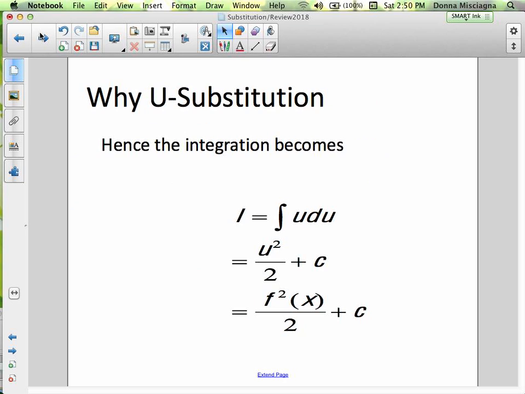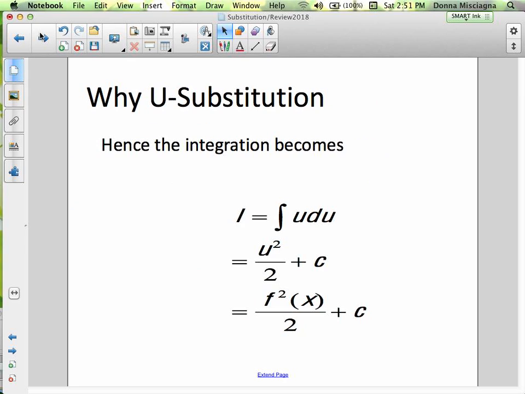So we increase the exponent by 1 and divide by the same thing. Now this is an indefinite integral, so we're not finding an area under the curve. We're finding the function that has our integral as its derivative. So we have to include the constant of integration, because there may have been a constant that was deleted. So we have u squared divided by 2 plus c.